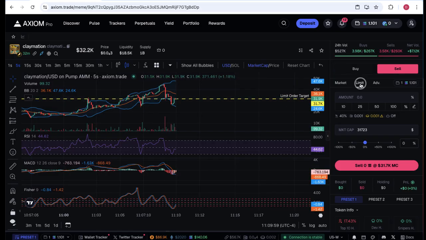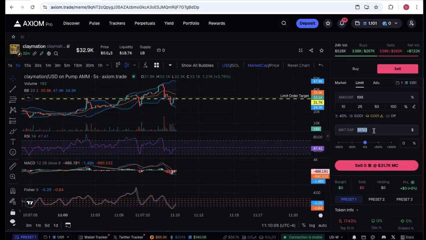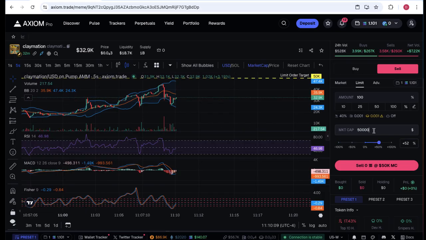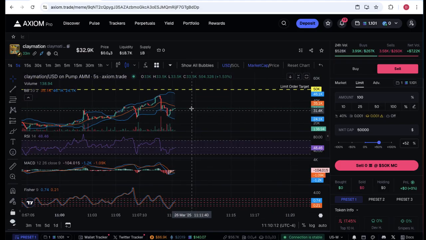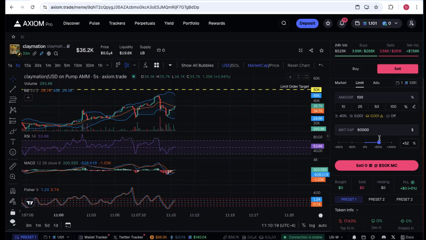As well as a sell order. You can go to sell limit. We can say, let's sell 100% of our holdings if the price reaches, let's say for example, 50,000, right? So now you can see that yellow line is up there on the chart. If the price ever reaches up to this 50,000 level, we'll automatically have a sell order in place.